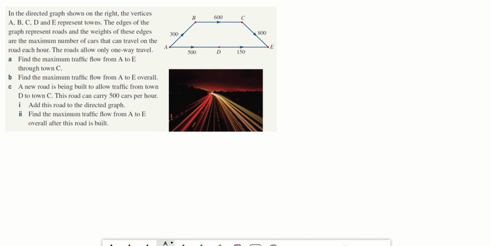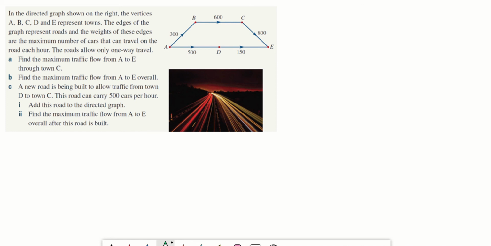Okay, I want to have a look at this example now. I've taken this straight from your textbook in the examples section before our exercise, and let's talk through it. I like it because it starts to get a little bit harder as we go. If we have a look at this network, they've said that A, B, C, D, and E are towns. The edges are roads between them, and the weights on the edges, the numbers, are the maximum number of cars that can travel on that road every hour. So instead of litres of water in a pipe, this time it's the number of cars that can travel along that road.